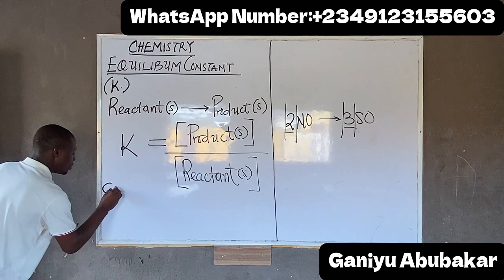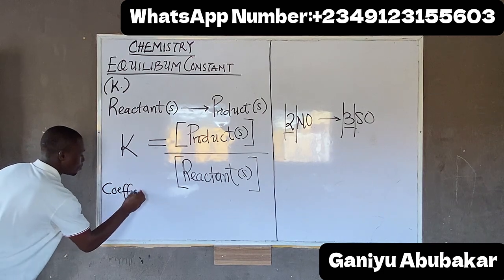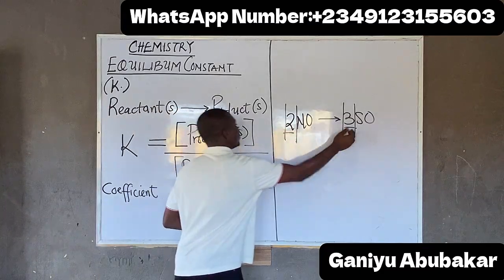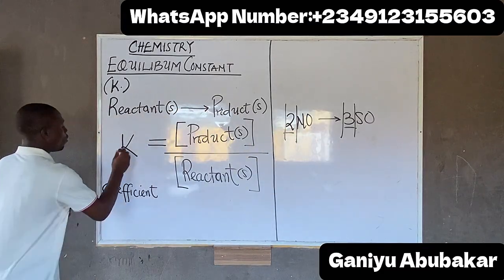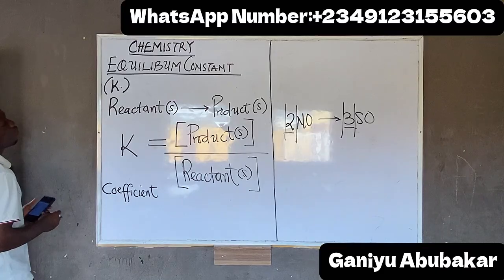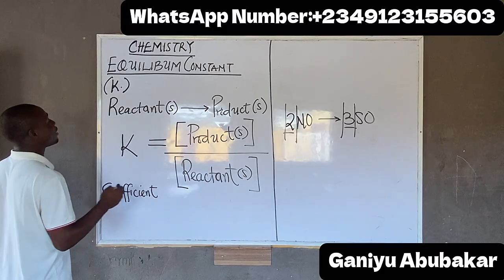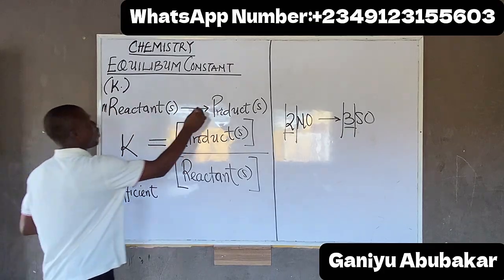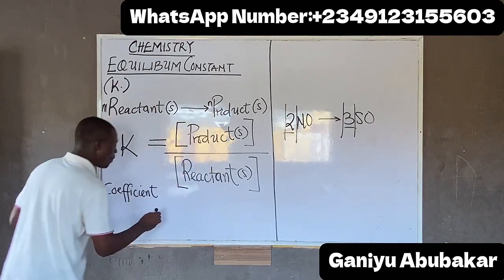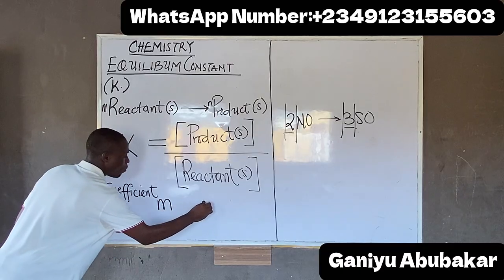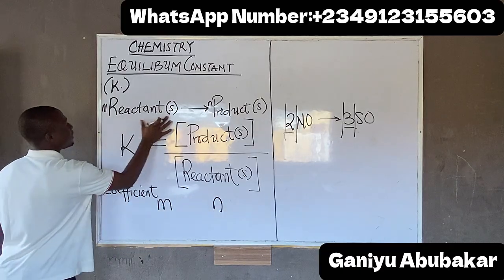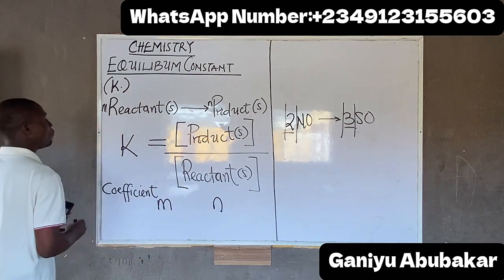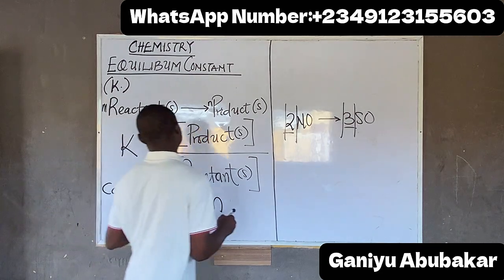So for coefficients, in a case where numbers like this exist, what do you use as your formula for equilibrium constant? Let's assume that my coefficient here is m, and my coefficient here is n. My reactant is having m, and my product is having n as the coefficient. What will be the formula for my equilibrium constant?